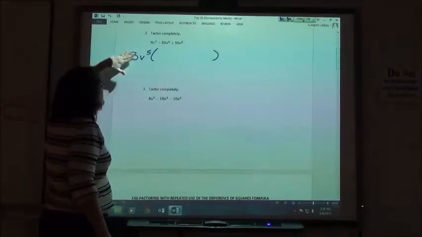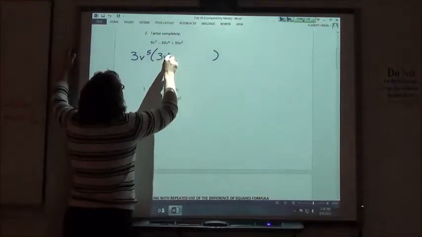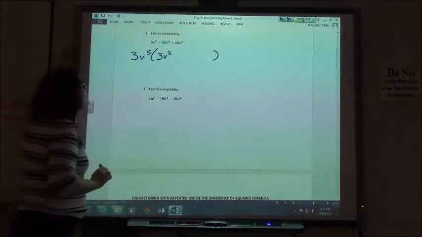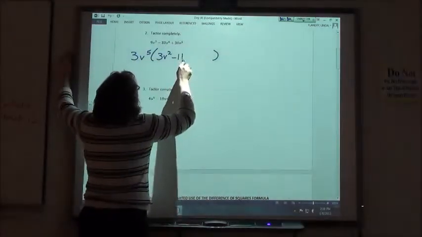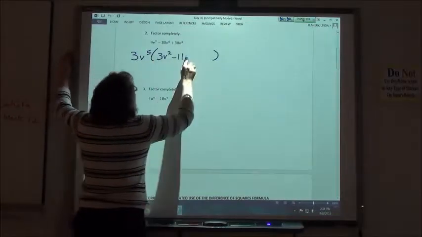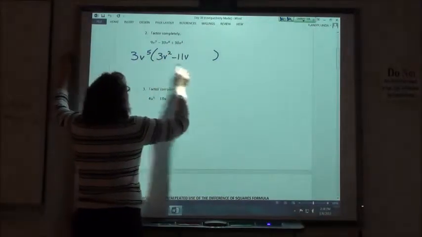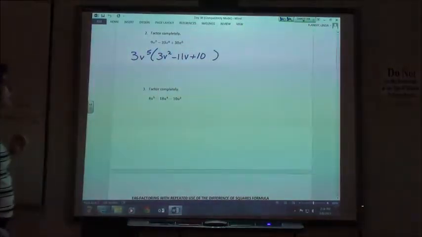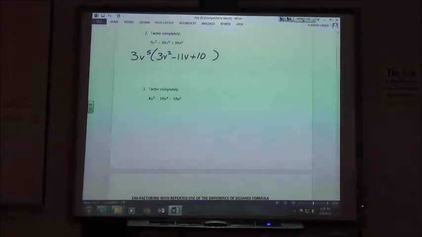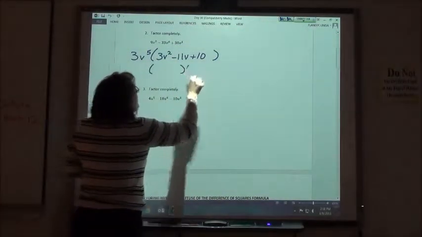9v to the 7th divided by 3v to the 5th: 9 divided by 3 is 3, and then 7 minus 5 gives me v squared. Negative 33 divided by 3 is minus 11. 6 minus 5 gives me v to the 1st. 30 divided by 3 is 10. 5 minus 5 is 0, so I don't have any v's left. I have a quadratic expression.